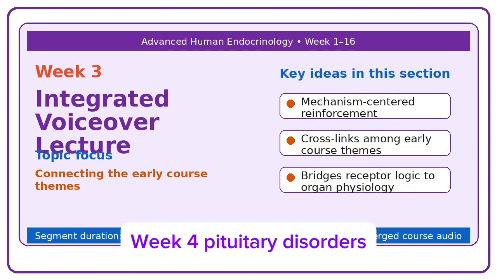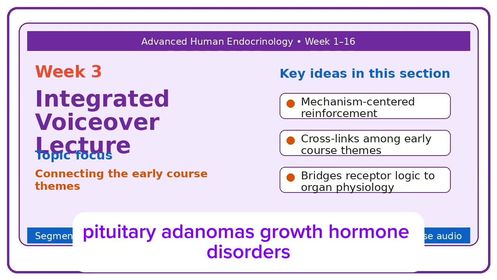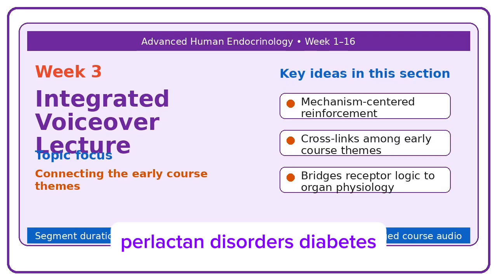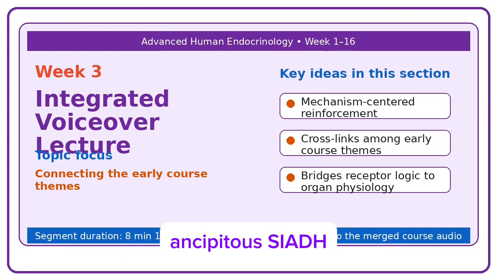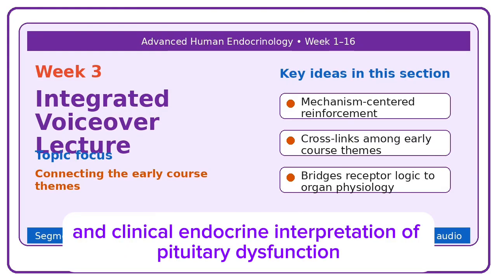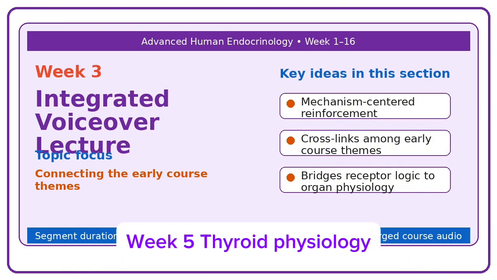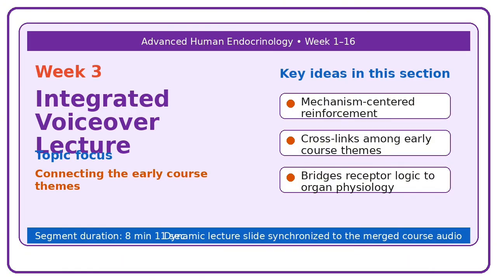Week 4, Pituitary disorders: pituitary adenomas, growth hormone disorders, prolactin disorders, diabetes insipidus, SIADH, and clinical endocrine interpretation of pituitary dysfunction. Week 5, Thyroid physiology: thyroid hormone synthesis, iodide metabolism, thyroglobulin processing, thyroid hormone transport, feedback regulation, and the physiological roles of T3 and T4. Week 6, Thyroid disorders: hyperthyroidism, hypothyroidism, thyroiditis, goiter, thyroid nodules, and thyroid cancer, with emphasis on physiological logic and diagnosis.